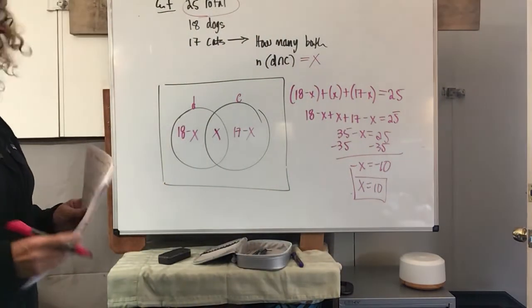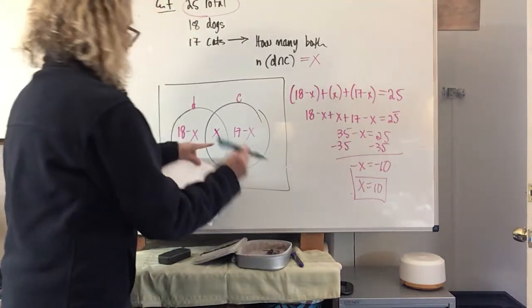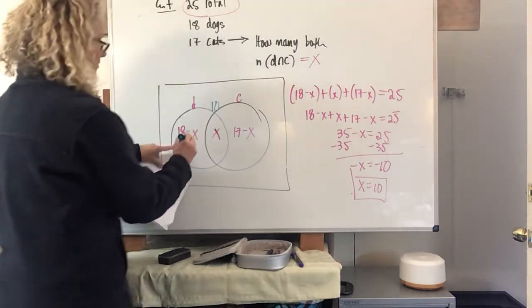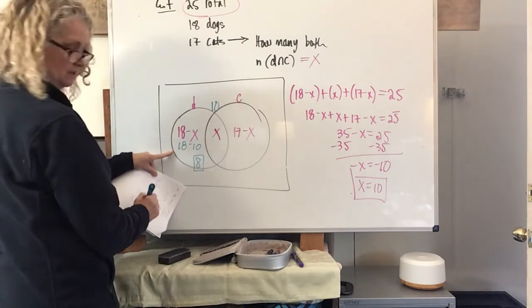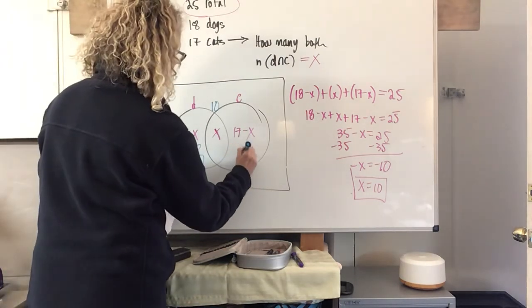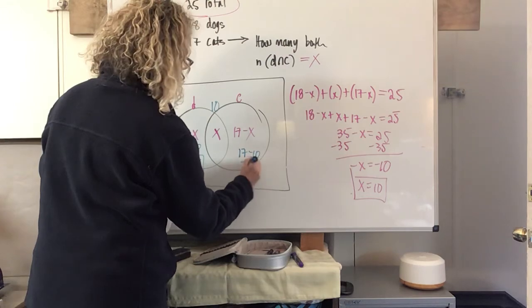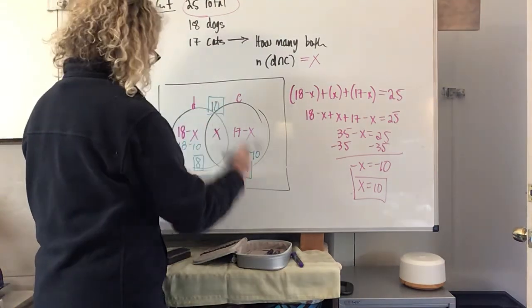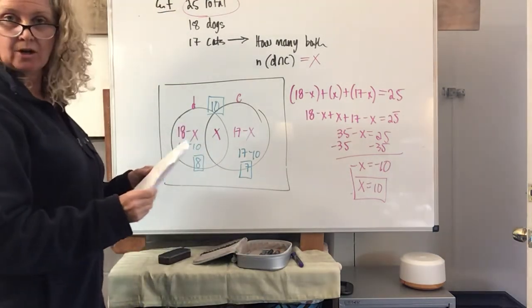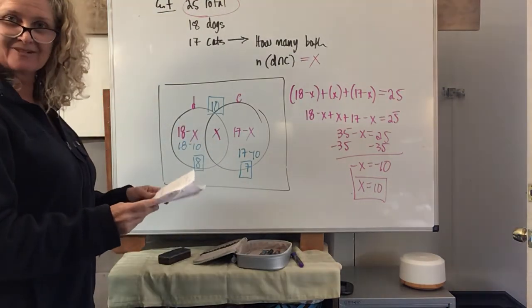And then if you know this is 10, then you do 18 minus 10, so 8 have only dogs. And then you would do 17 minus 10, 7 have only cats. So it depends what the problem's asking you to do, where you go from there. And that is our basics on Venn diagrams and set notation.